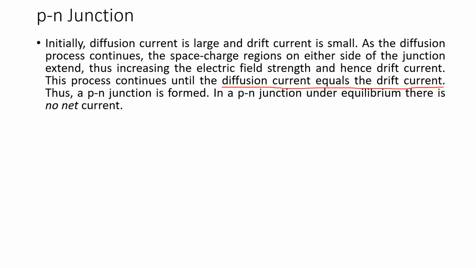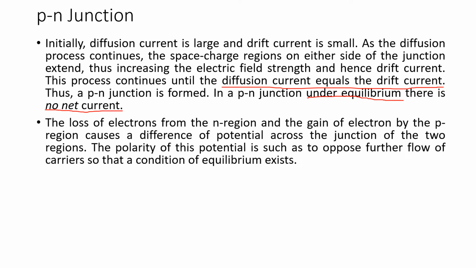In a p-n junction under equilibrium, there is no current. Please note, under equilibrium, there is no current. The loss of electrons from the n region and gain of electrons by the p region causes a difference of potential across the junction of the two regions. The polarity of this potential is such as to oppose further flow of carriers, so that a condition of equilibrium exists.